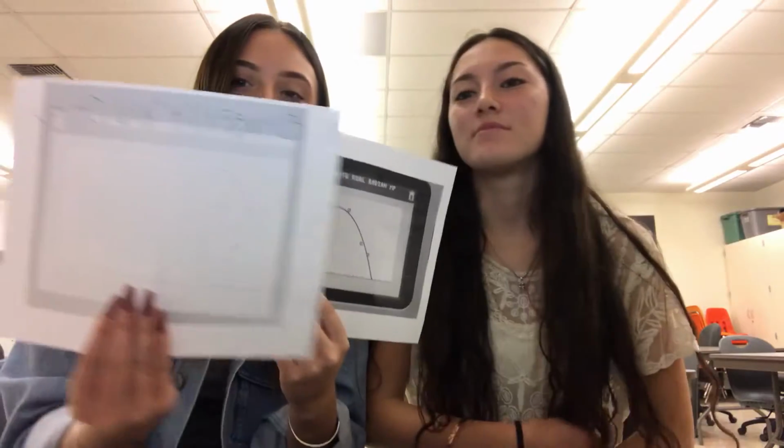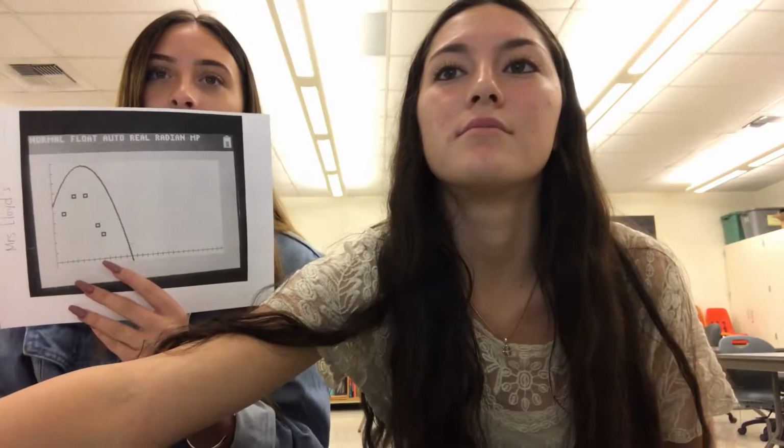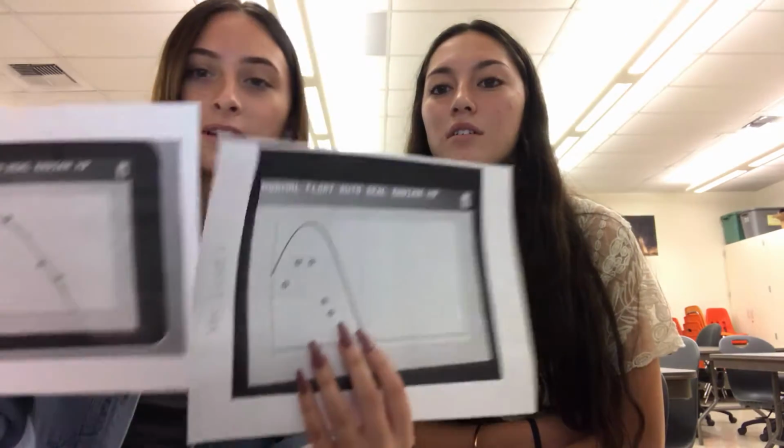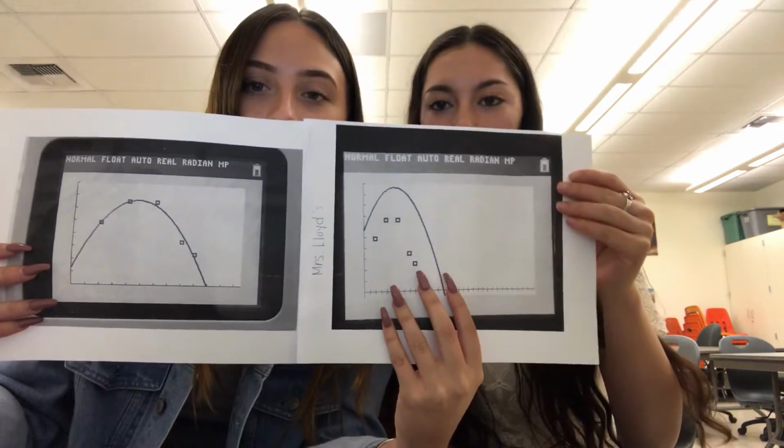Include a picture of your data and regression equation. So this is our data and our regression equation. And then Mrs. Lloyd's is this graph, and her equation is what was said before. Mrs. Lloyd's ball went higher because, as you can see, ours is wider and hers is narrower, more narrow.